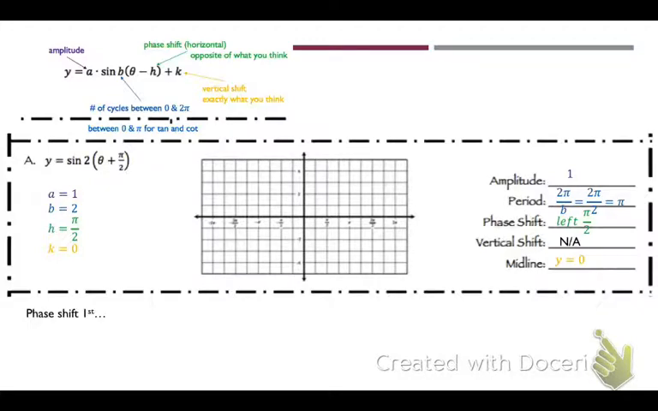So always start with your phase shift. So we moved left pi halves. So I'm going to draw a point at pi halves. Since this is sine, you always have a point right where you start. So do your phase shift and put a point there since this is sine. Okay. Then my vertical shift, I didn't move up or down, so it doesn't change.